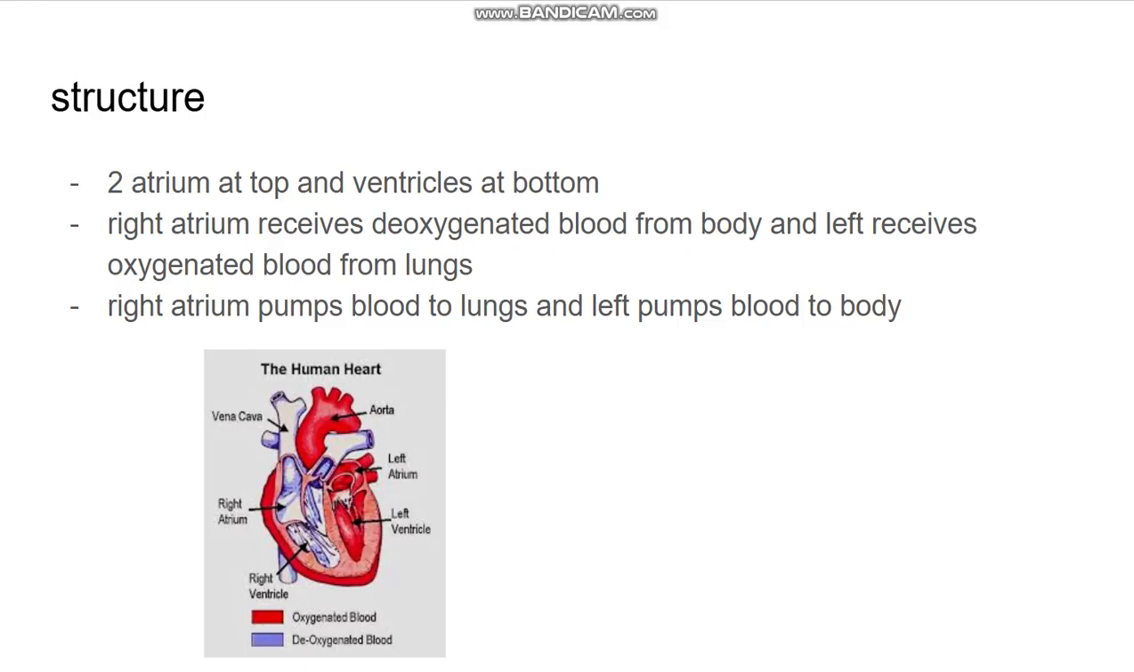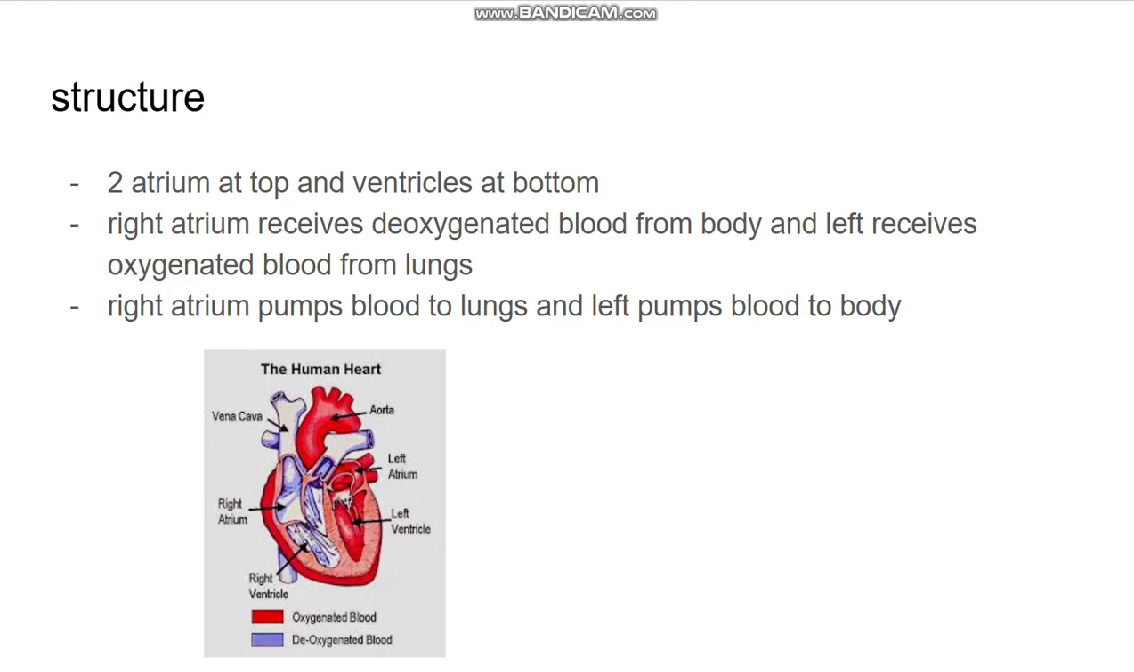So basically your right atrium receives deoxygenated blood from the body, and your left atrium receives oxygenated blood from your lungs. So it's right, deoxygenated, body, and then left, oxygenated, lungs. And then it's basically the opposite. So your right atrium pumps blood to your lungs and your left atrium pumps blood to your body. So it's right pump lungs and left pump body.